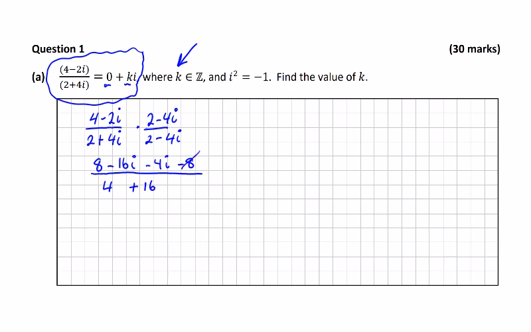So the 8's cancel on top. We're going to get minus 20i over 20, which is equal to minus 1i. So k is equal to minus 1. Nice easy part to start 2021.